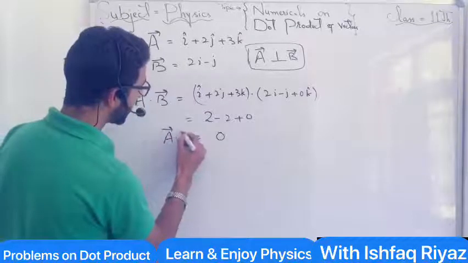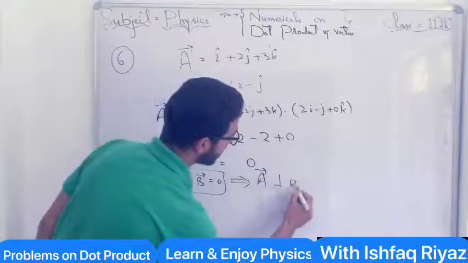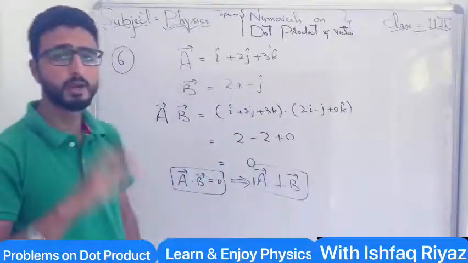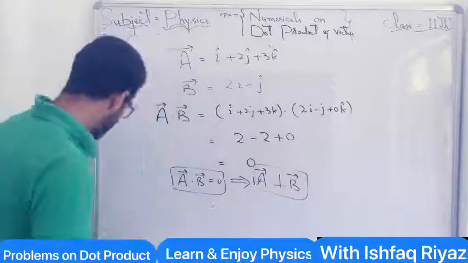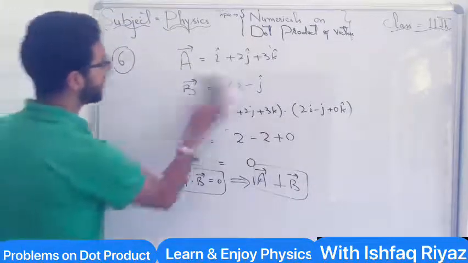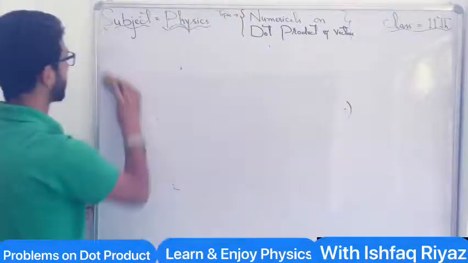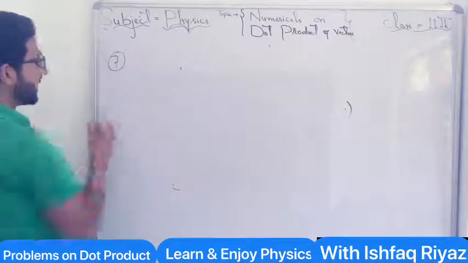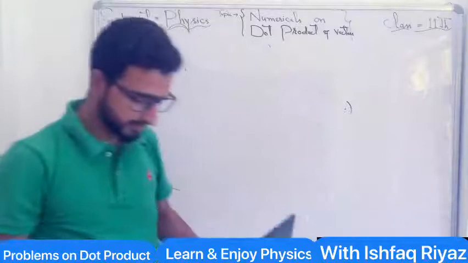So what can we conclude from this statement? A is perpendicular to B, right? So the two given vectors are perpendicular to each other. Now let us solve a few more questions regarding the dot product of the vectors. So let me write one more question here regarding the dot product of the vectors.